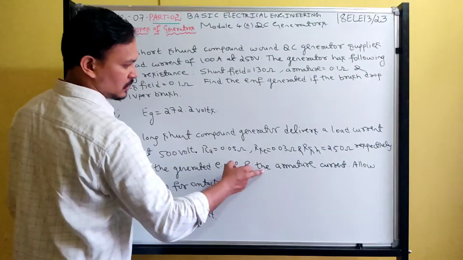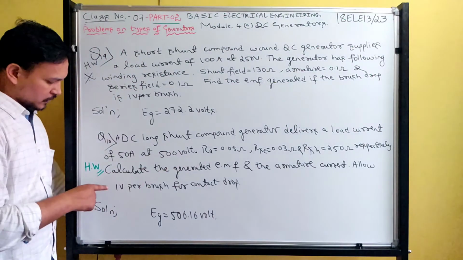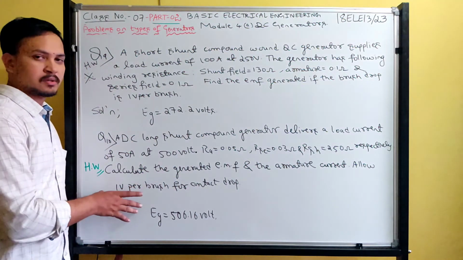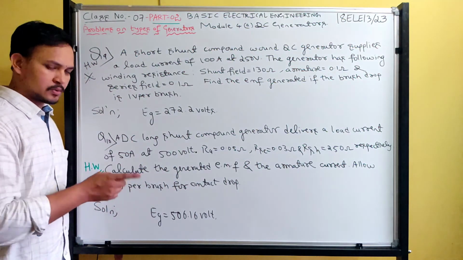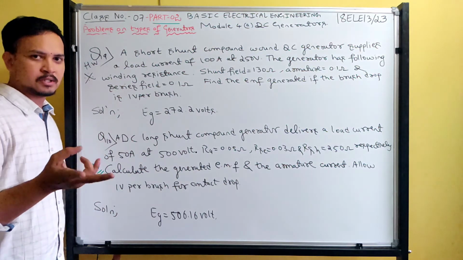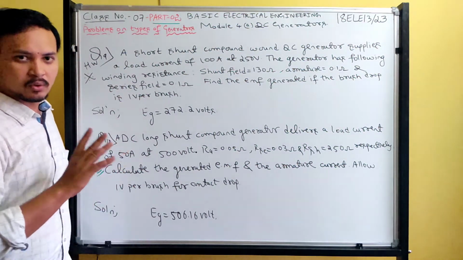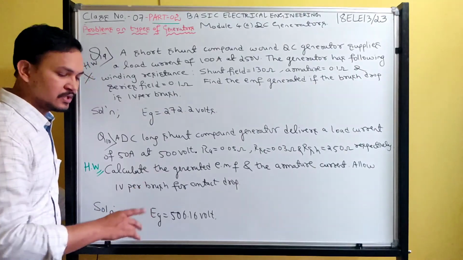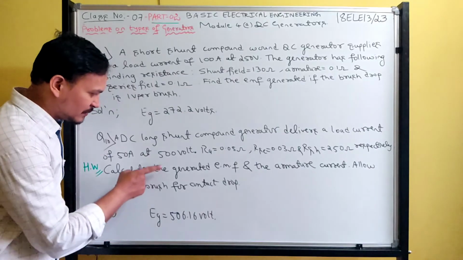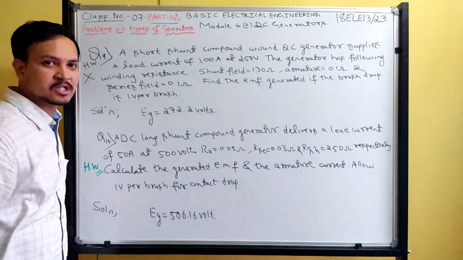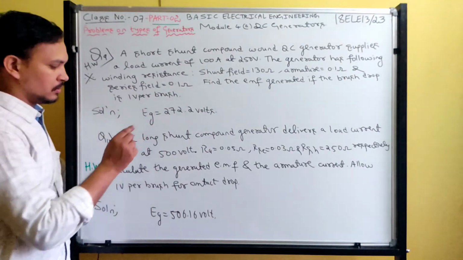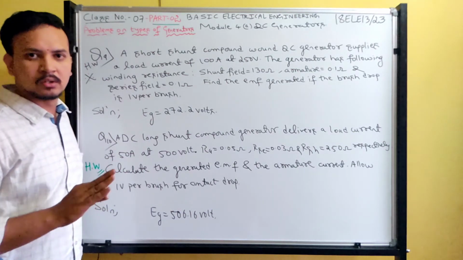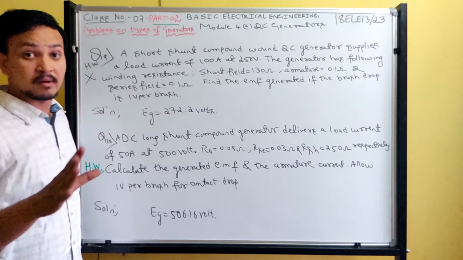Calculate the generated EMF and the armature current, and allow 1 volt per brush for contact drop. Okay, here also the minimum number of brushes is 2, 1 brush voltage is given as 1 volt, so 2 brushes, 2 volts. So write the voltage equation, the voltage relation of the long shunt compound generator, then find Eg. Okay, Eg should be more than Vt. The answer is given as 506.16. If you solve these two problems, you can get full marks in module 4 on generators. There is no doubt.